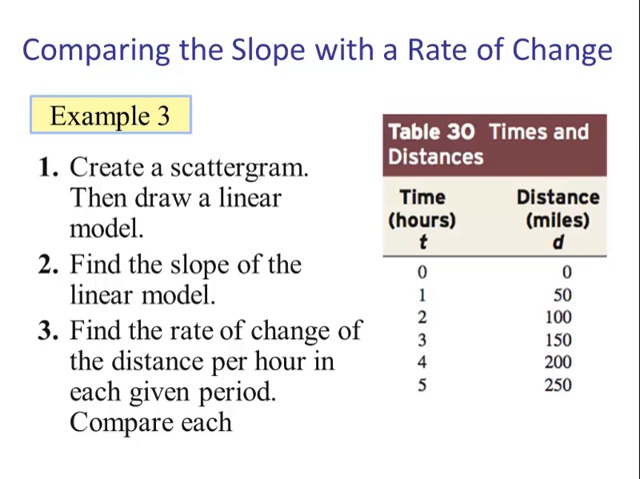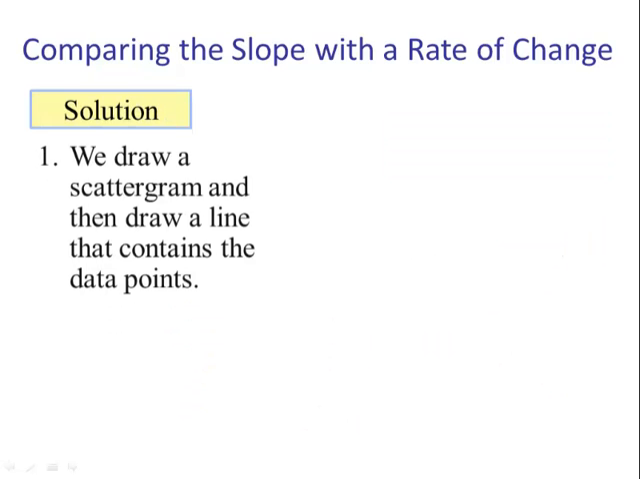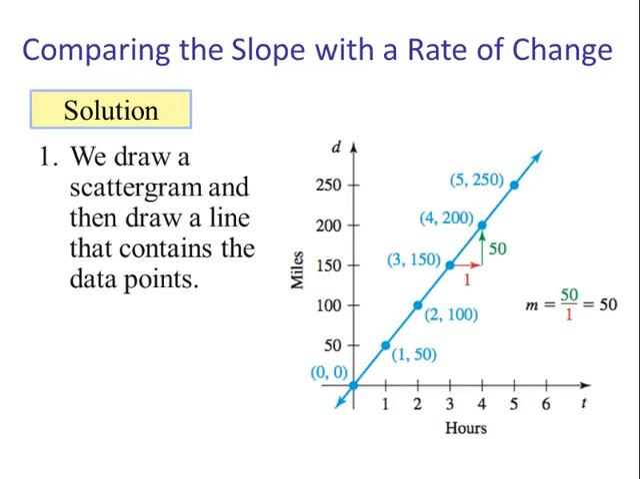Number 1, create a scattergram, then draw a linear model. Number 2, find the slope of the linear model. Number 3, find the rate of change of the distance per hour in each of the given periods. Compare each. For this one, we'll look at 2 and compare them. So solution, we draw the scattergram and draw the line that contains the data points. We can see that the line goes through each and every point.